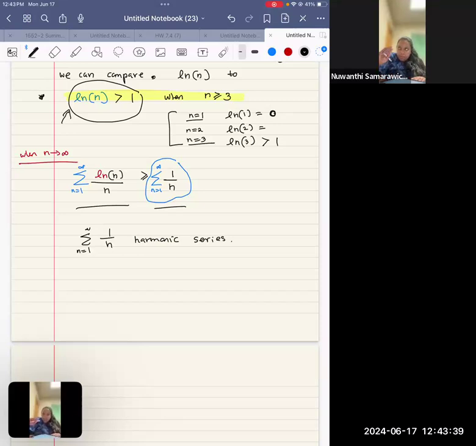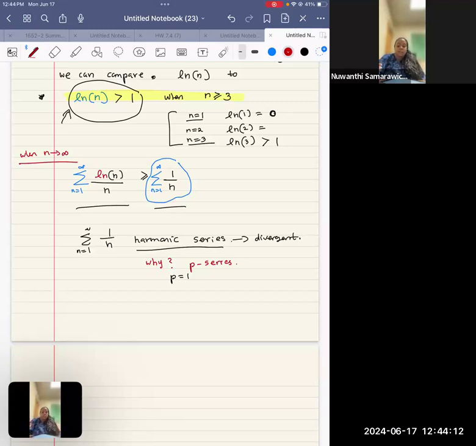We can use the P series to show why it is divergent. Harmonic series are divergent. If we use the P series, here P is equal to 1. We learned that if P is equal to 1 or less than 1, that series is divergent. So by the P series, this whole thing is divergent.